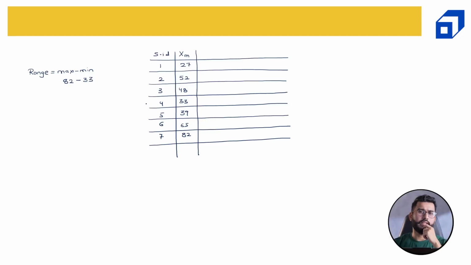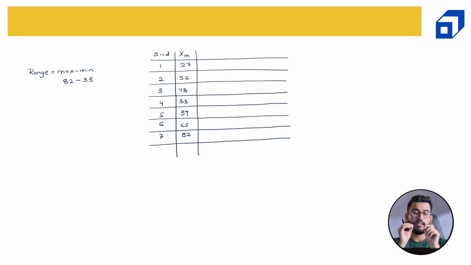What is the problem with range? Range is again influenced by the outlier. So let's say if there is one student in the class who has scored 100, while most of the students have scored close to 33, 35, 39, 40, then in that case also the range would be very high. So it would mislead you. It would give you a misleading idea that students have scored in a high range, but that is wrong.